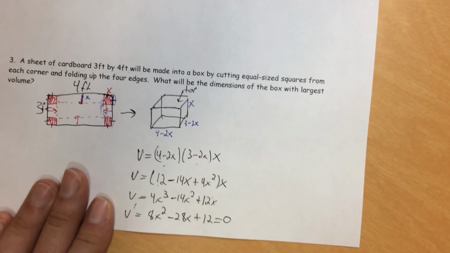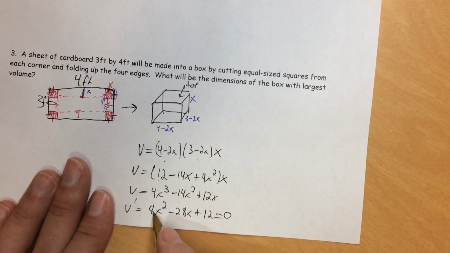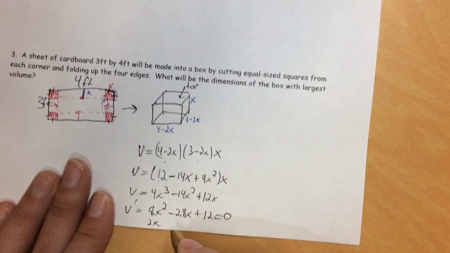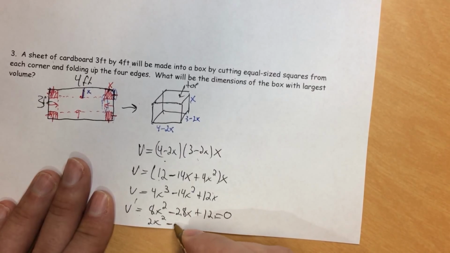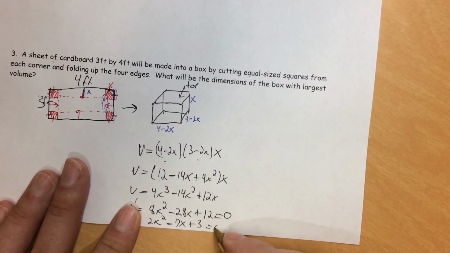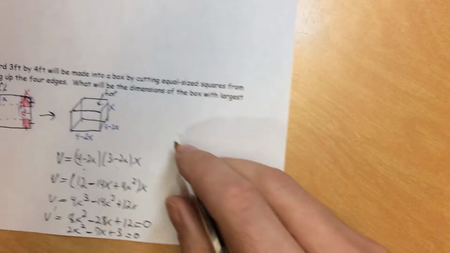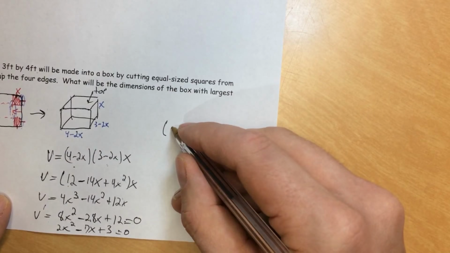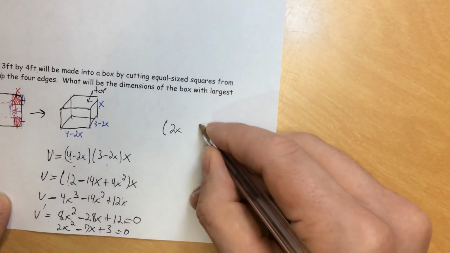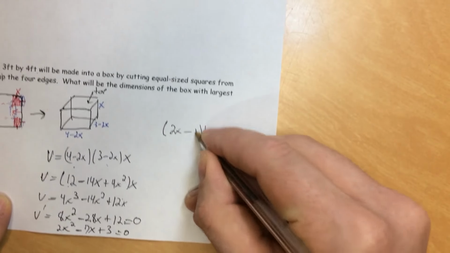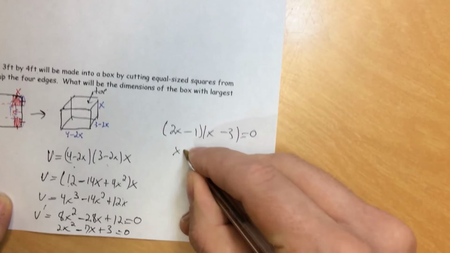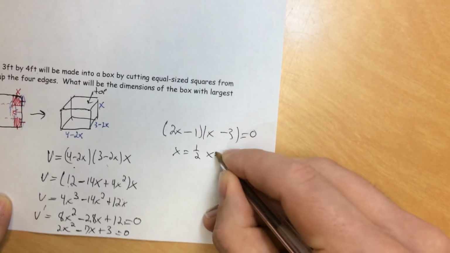And we want to find the critical values here. There's a 4 in all of these, so I'm going to divide by 4. 2x squared minus 7x plus 3 equals 0. And so this factors into 2x minus 1 times x minus 3. So x equals 1/2, x equals 3.